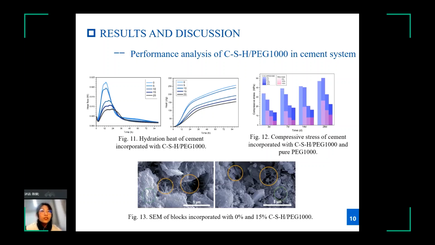Compare the compressive strength. There's an optimal dosage of 10%. For the later strength after 14 days will not be affected. While for the samples with pure PEG1000 without support CSH, the compressive strength decreases significantly, about half of those with composite. The results indicate that the combination with CSH for PEG1000 can satisfy the strength requirements when used in cement system, so taking advantage of CSH as support is necessary.